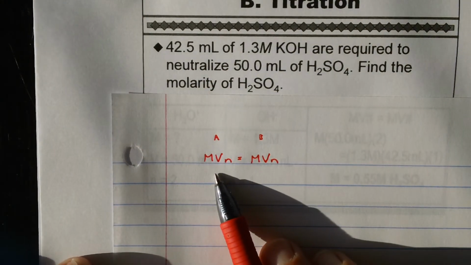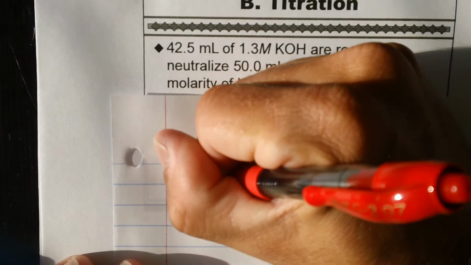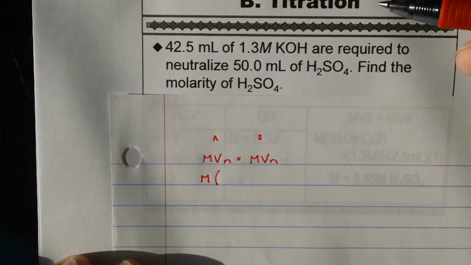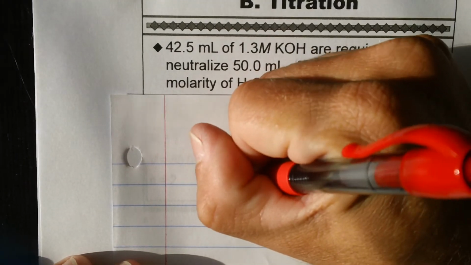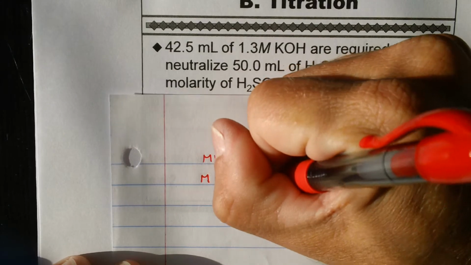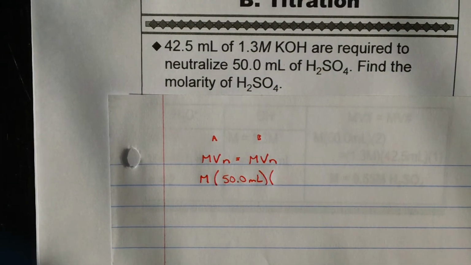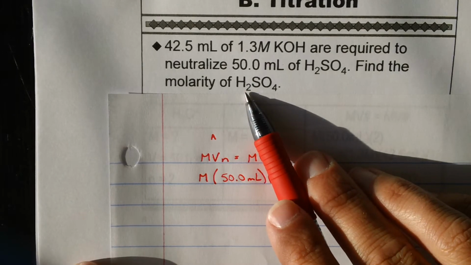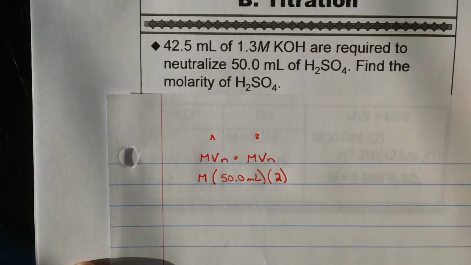So do we have the molarity of the acid? Here you go, find the molarity of the acid, the H2SO4. So our molarity there is our question mark times the volume of the acid. They gave us 50.0 mL of the acid, and then the N is the number of hydrogens that the acid has and the number of hydroxides the base has. So here, this sulfuric acid has 2 hydrogens to give away, and so its N value would be 2.